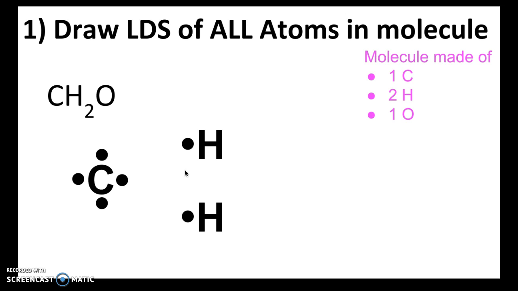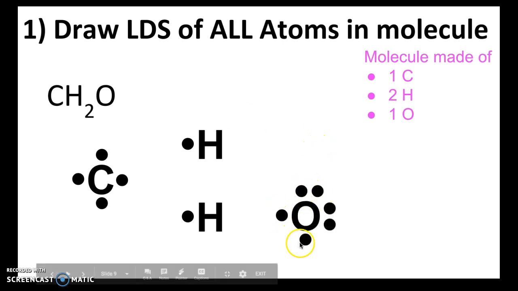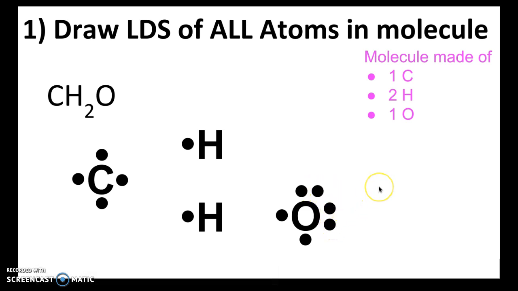Next is the Lewis dot structure for hydrogen. Hydrogen is in group 1, so it has 1 valence electron. And there are 2 of them since we have 2 hydrogens in this structure. Finally, we have to draw the Lewis dot structure for oxygen. Oxygen is in group 16, so it has 6 valence electrons. And we can see from the Lewis dot structure that, again, we make sure we gave each corner 1 before we started doubling up, and we doubled up here.